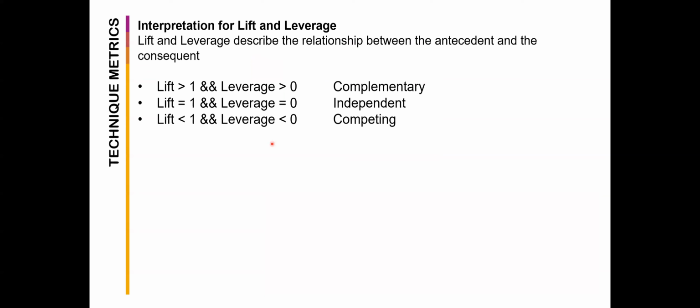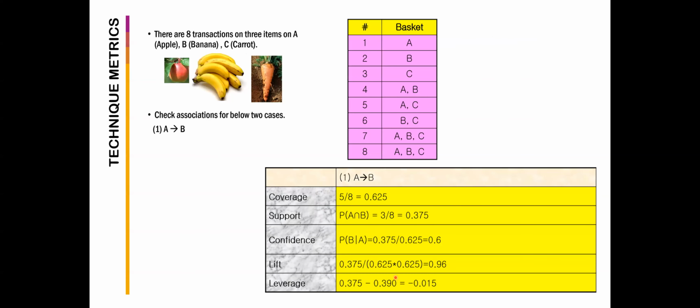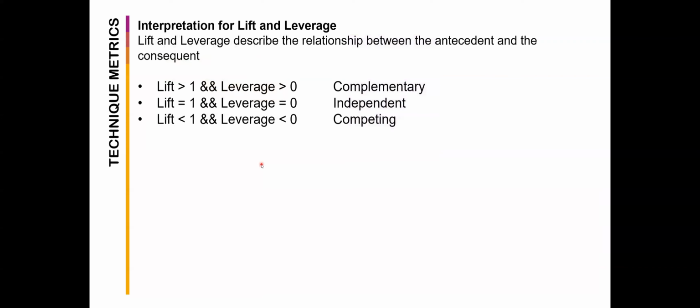So now, how do we interpret the lift and leverage? Lift and leverage describe the relationship between the antecedent and the consequent. So given these values, we can identify whether the item sets A and B are complementary, independent, or competing with each other. So now my question is, given that the lift is 0.96 and leverage is negative 0.015, type it in chat. What do you think is the relationship between the two item sets, A and B? Are they complementary? Are they competing? Or are they independent?